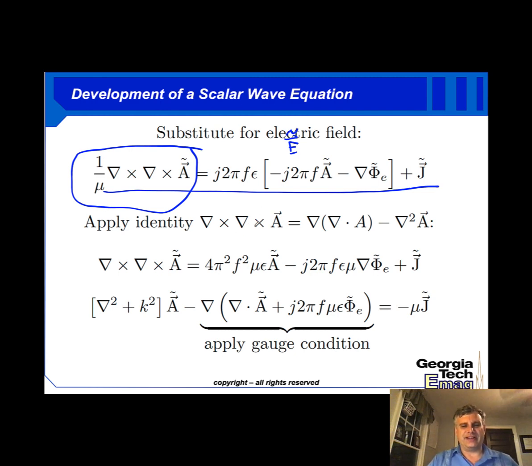I'm going to try to simplify this by applying a vector calculus identity, which says that the curl of the curl of any vector A is really equal to the gradient of the divergence of that vector, there should be a vector sign on top of that, minus the Laplacian of that vector. Now, this is almost identical to a relationship that we used in deriving the Helmholtz wave equation. And this is the same thing.